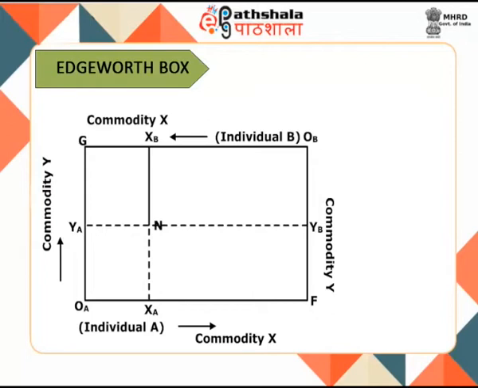The allocation to individual A is OA XA of commodity X and OA YA, that is XAN, of commodity Y, while the allocation to individual B would be OB XB of commodity X and OB YB, that is XBN, of commodity Y. Note that OA XA and OB XB would add up to OAF, and XBN plus XAN would add up to OAG.